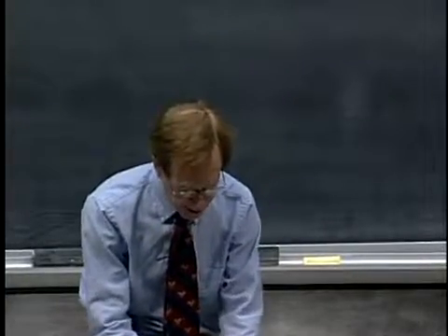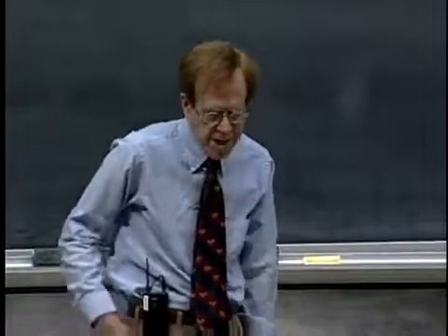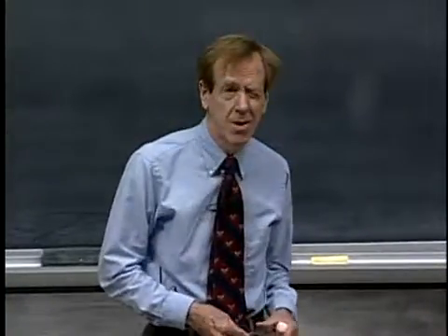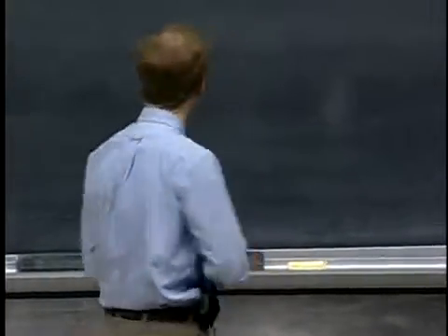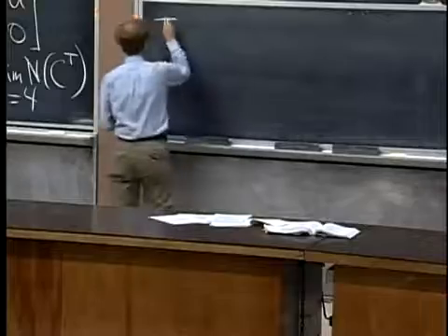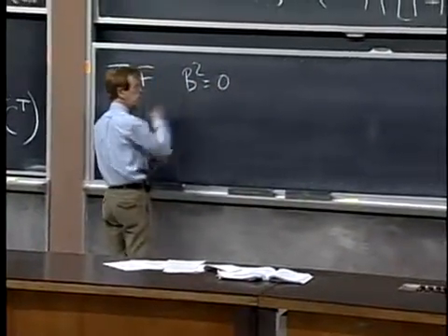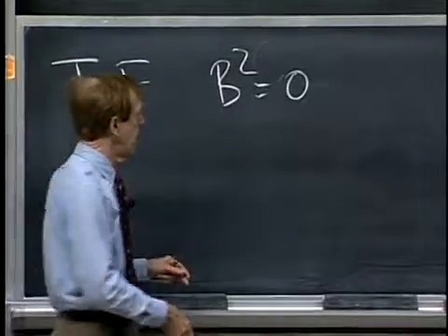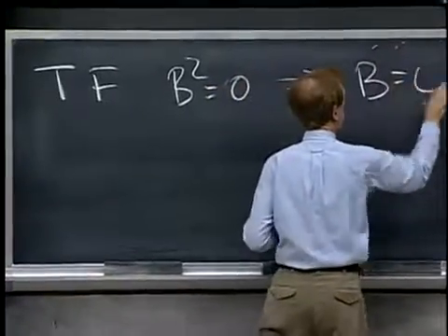Okay. So, another true-false. If b squared equals 0, then b equals 0. True or false? If b squared equals 0, b has to be a square matrix so that I can multiply by itself. Does that imply that b is 0?